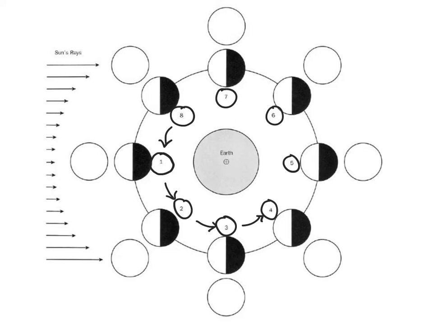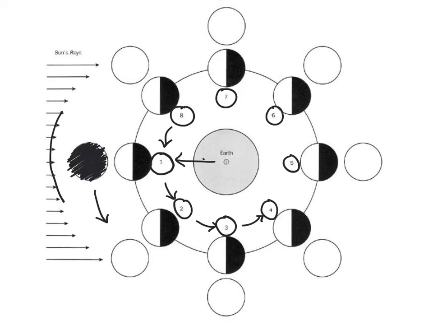Okay, so now we're going to shade in what that's going to look like. So on the new moon, as we look at it from Earth's perspective, we will not see anything in the sky. The whole moon will be covered in darkness, because from our perspective from the Earth, the sun is shining on the back side of the moon.